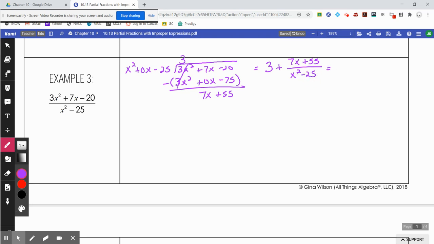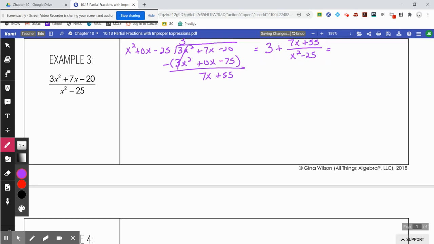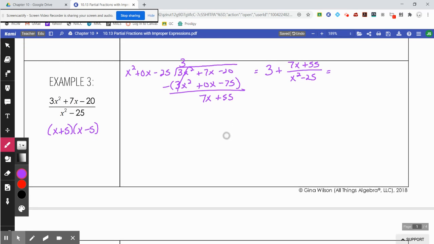Let's go ahead and factor the bottom, and I'm going to do this one a little bit different. So your bottom factors into, that's difference of squares, it'll factor into conjugates, x plus 5 times x minus 5. So we now have 3 plus, we're going to break this down into a over x plus 5 plus b over x minus 5. So we've got to figure out what our a is and what our b is.